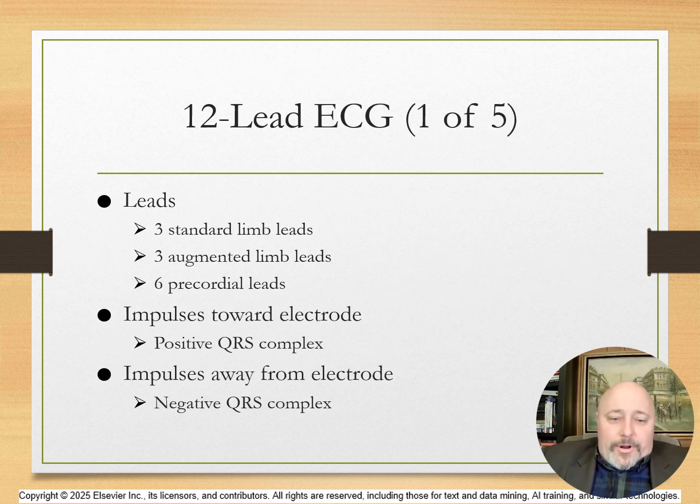Within the leads, there are 3 standard limb leads, 3 augmented limb leads, and 6 precordial leads. Impulses towards the electrode produce a positive QRS complex, and impulses away from the electrode produce a negative QRS complex. The 12 lead ECG provides a view of the electrical activity of the heart from 12 different views or angles, both frontally as well as horizontally.